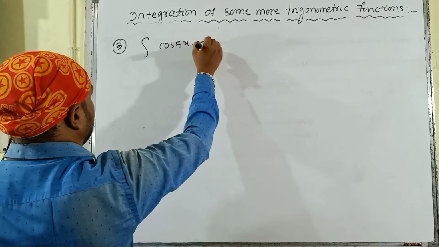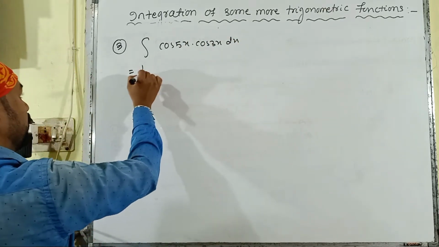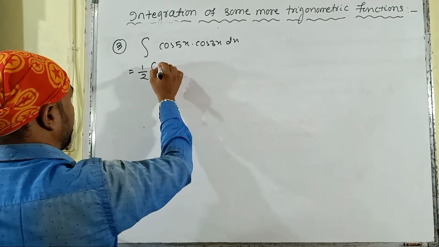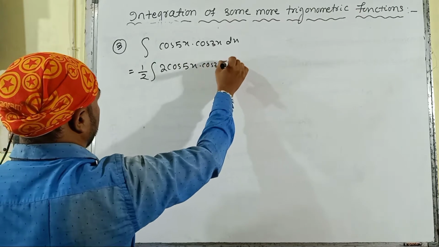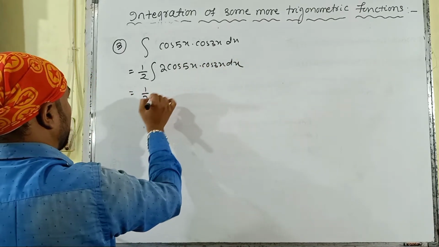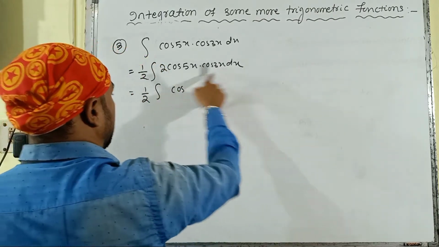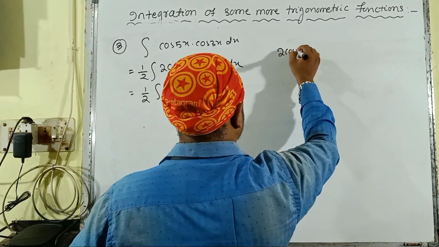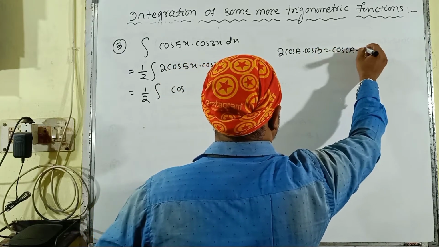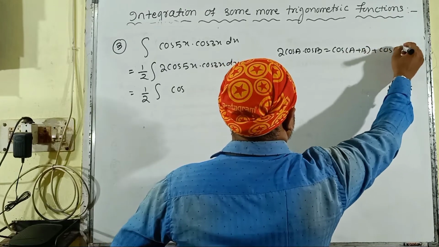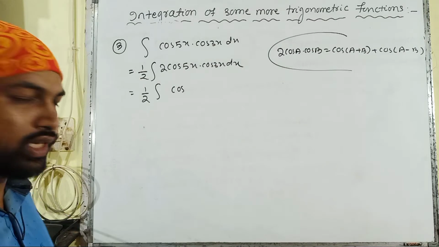Integral of cos 5x multiplied with cos 3x dx. It is 1 by 2 multiplied with the integral of 2 cos 5x cos 3x dx. You can see that this integral is in the form of 2 cos A into cos B, that means cos(A+B) plus cos(A-B). Here A is equal to 5x and B is equal to 3x.